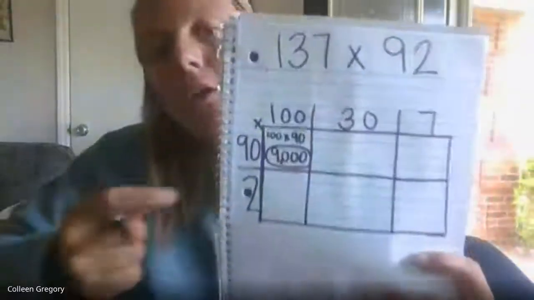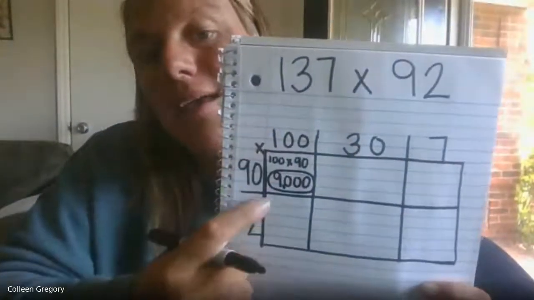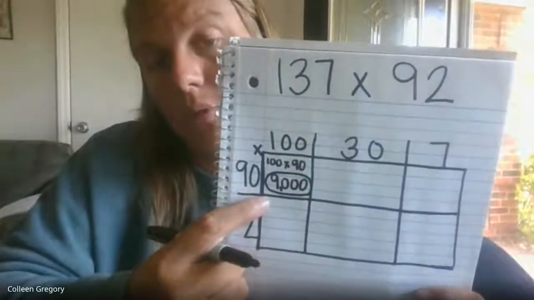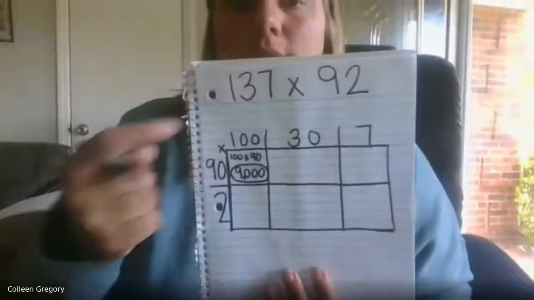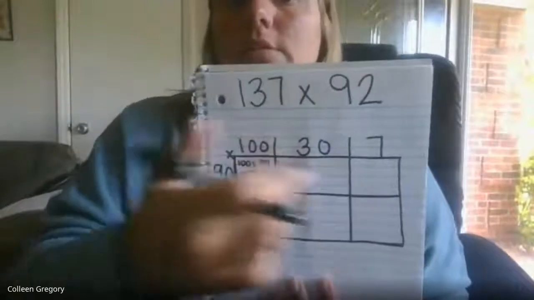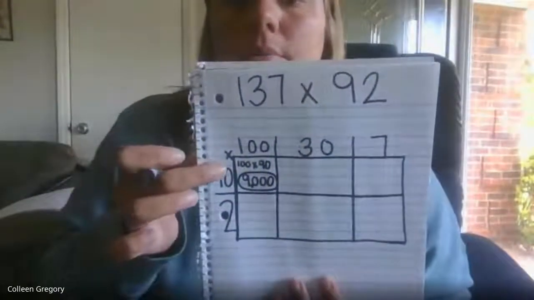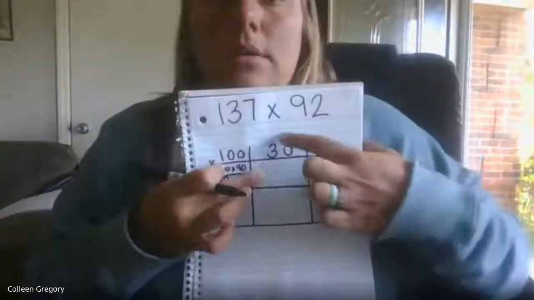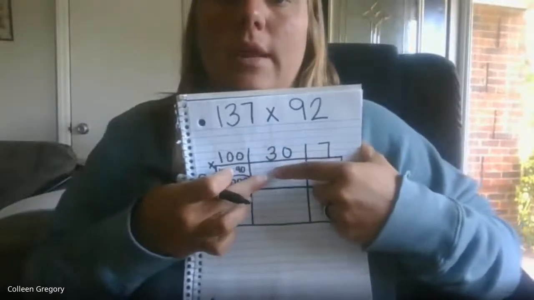So I can box it, I can circle it, whatever is the best for you. So I know 90 times 100 is 9,000. Okay, so now I'm going to move to the next box. I know some kids like to jump all over the place, but I like to go in an order. So now I'm going to multiply 90 times 30. Okay, so I'm going to write 90 times 30 in this box.